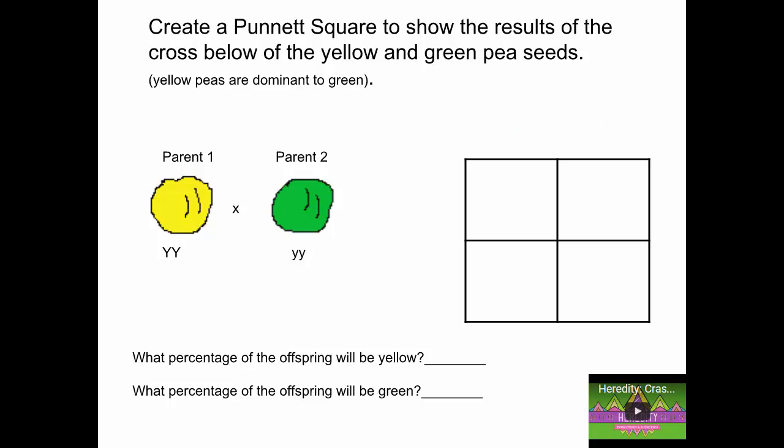Okay. Let's give this one a try. Do this one on your own on the next page. Create a Punnett square to show the results of a cross between yellow and green pea seeds. The yellow peas are dominant to green. These are the genotypes for the parents. You have a homozygous dominant parent 1, big Y, big Y. Homozygous recessive for parent 2, little y, little y. Create a Punnett square and then figure out what percentage will be yellow and what percentage will be green.